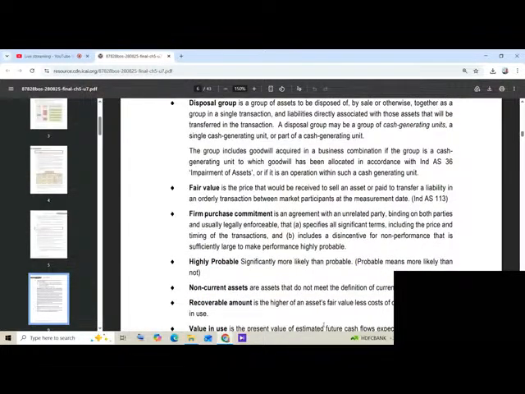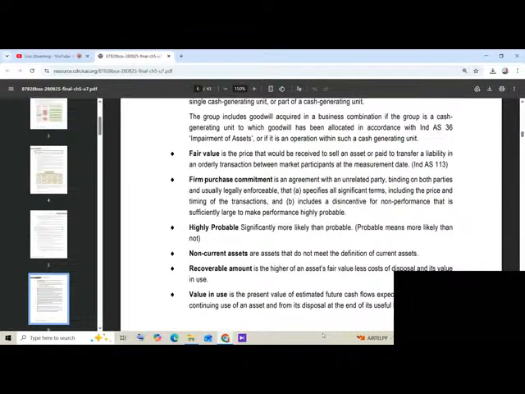The group includes goodwill acquired in a business combination if the group is a cash generating unit to which goodwill has been allocated in accordance with Ind AS 36 Impairment of Assets, or if it is an operation within such a cash generating unit. Fair value is the price that would be received to sell an asset or paid to transfer a liability in an orderly transaction between market participants at the measurement date.